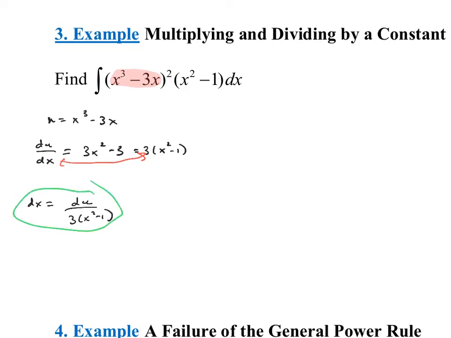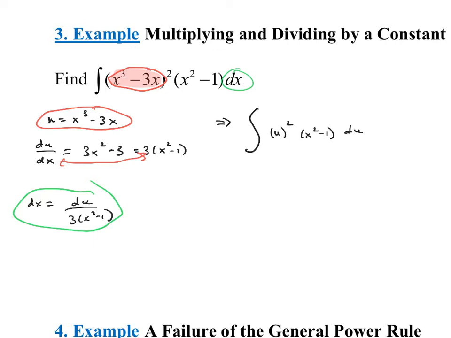I have my dx to plug in. I have my u to plug in. So I'm going to rewrite my integral. It's going to turn into the integral of, instead of (x cubed minus 3x) squared, u squared. Then I still have that x squared minus 1. Now dx is du over 3 times (x squared minus 1). I notice that my x squared minus 1 terms simplify.